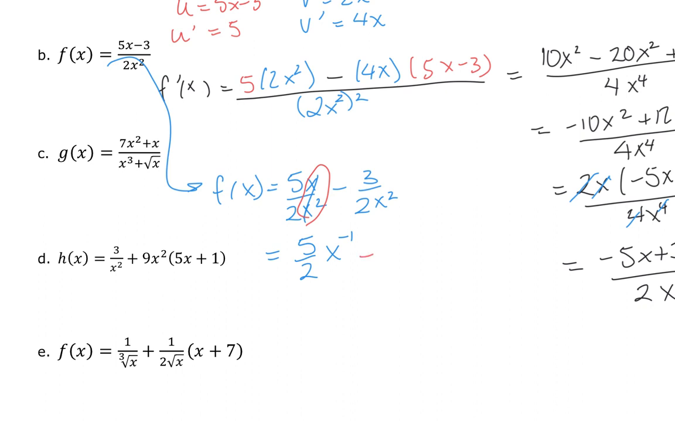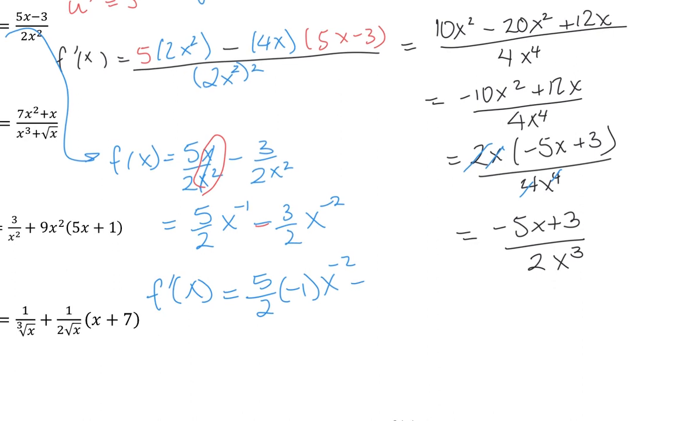Now the second term, I should say, is going to be 3 over 2 x raised to the negative 2. Now I'm ready to do its derivative. So I'm going to multiply down out front. So I have 5 halves multiplied by a negative 1 multiplied by x raised to the negative 2. And I'm going to have a negative 3 halves multiplied by a negative 2, and then it's going to be x raised to the negative 3.